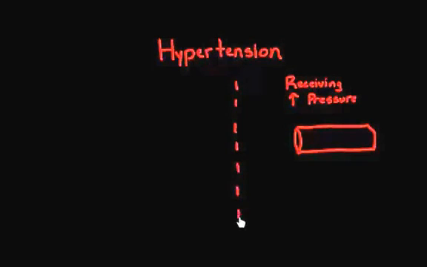And receiving high pressure, really that means the vessels, right? That's where the pressure is going to be seen. And so the vessels can get damaged. And we talked about some of the different ways that that can happen. And in fact, there are the larger arteries and also the smaller arteries.